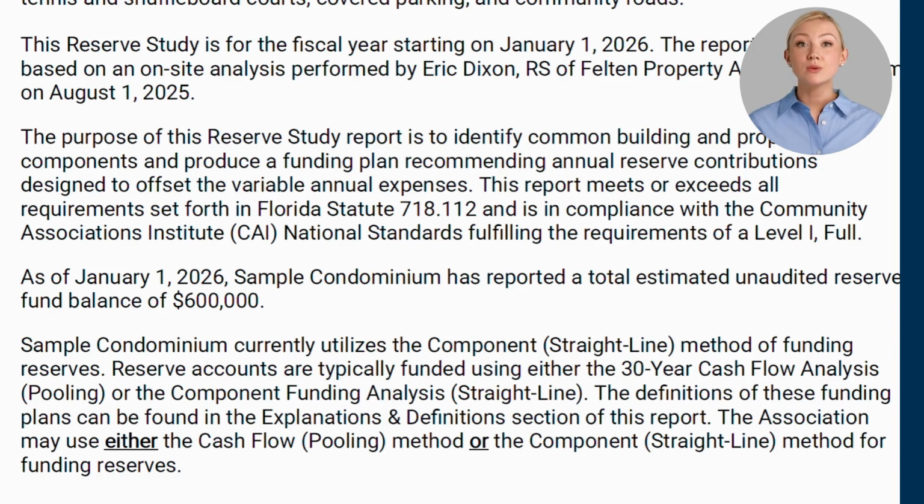The next paragraph outlines the funding methods presented in this report. There are two acceptable approaches to funding reserves: the component method, often called the straight line method, and the cash flow method, commonly referred to as pooling. It's important to note that if your association currently uses the component method, the report will display both the component and cash flow methods. However, if your association already uses the cash flow method, only the cash flow method will be shown. If any of this terminology seems confusing, don't worry. All of these methods and terms are clearly defined later in the report.